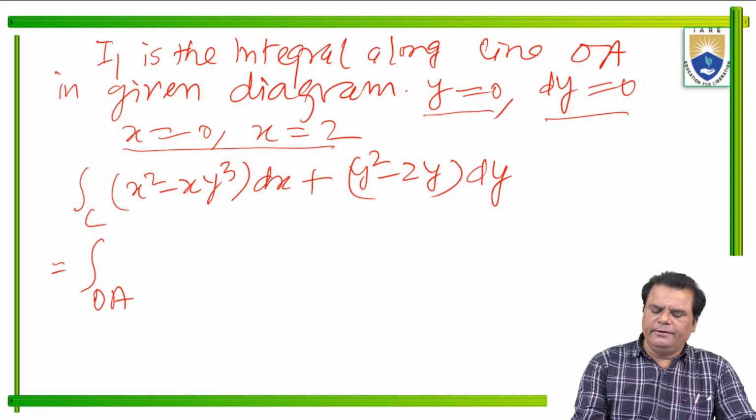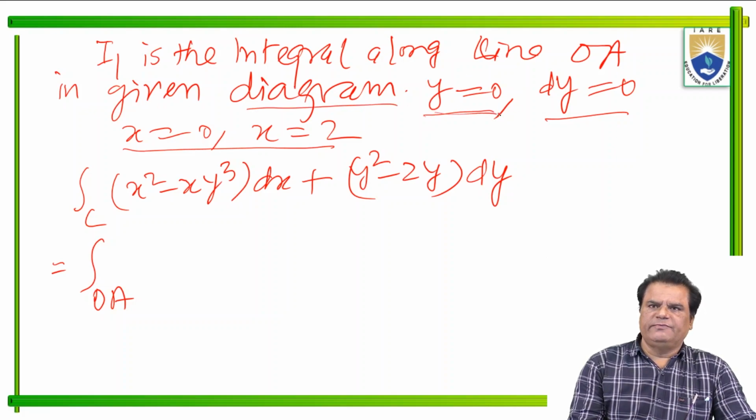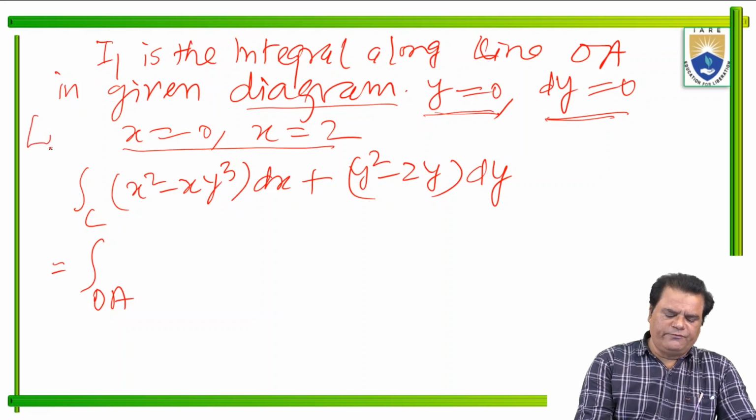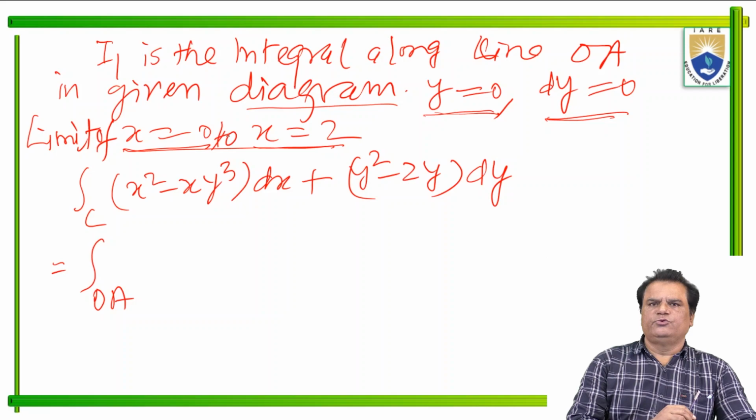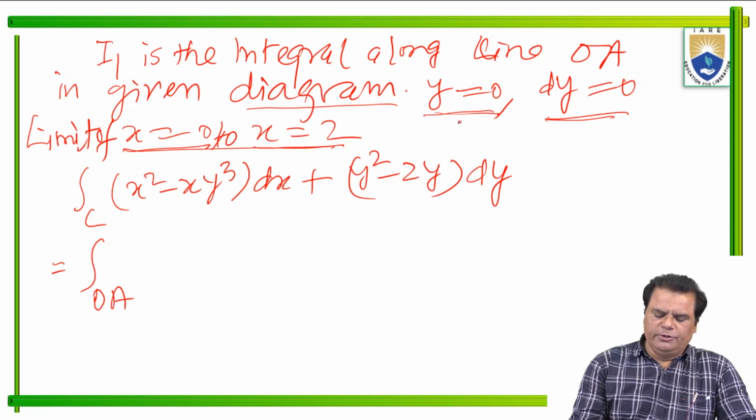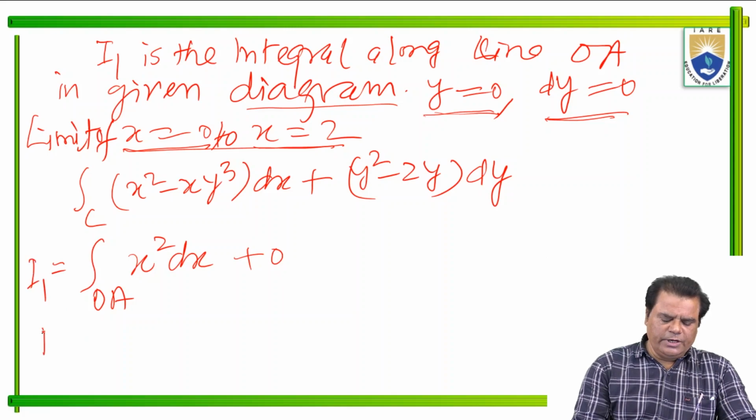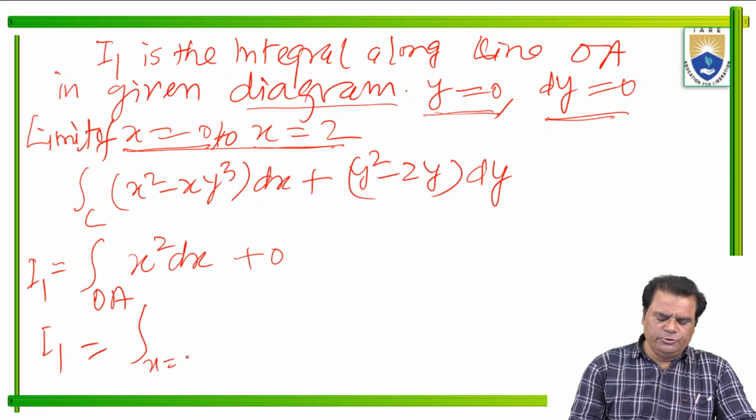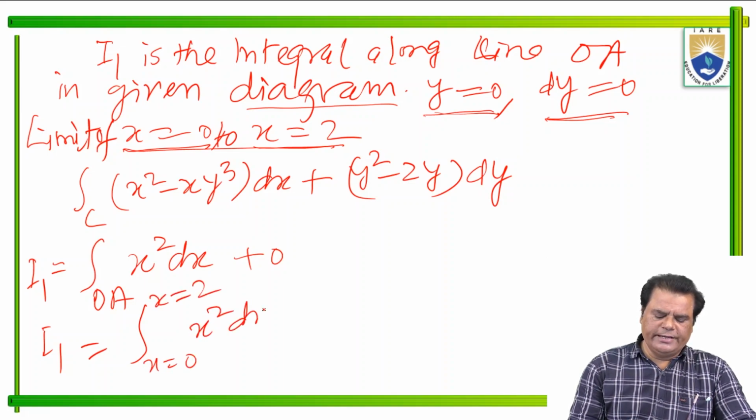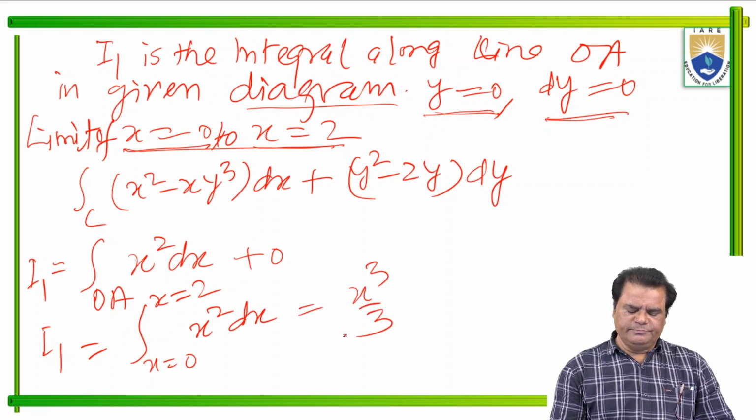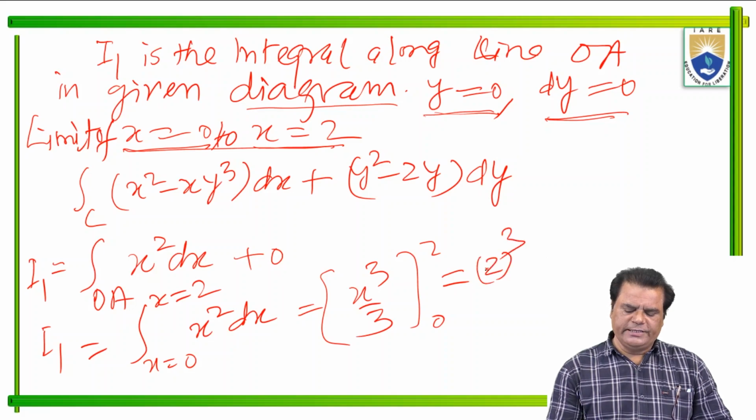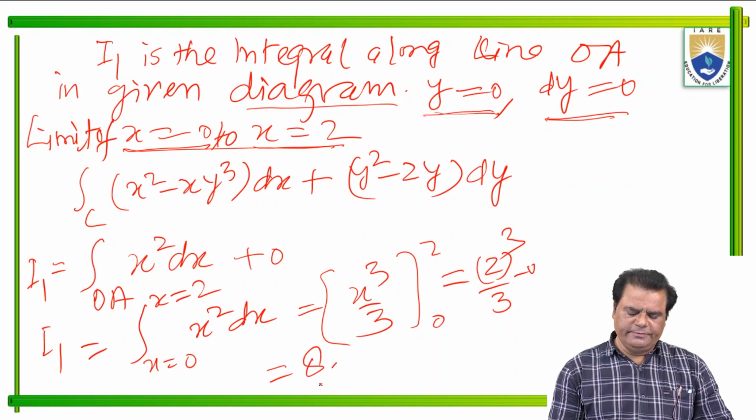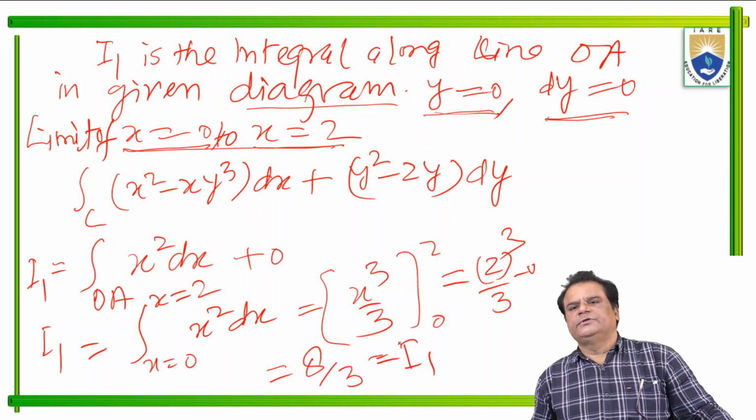I1 is the integral along line OA in the given diagram, where y is 0, so dy is 0. The limit of x is 0 to 2. So putting y equal to 0 and dy equal to 0, we get x square dx plus 0. So I1 equals the integral from x equal to 0 to x equal to 2 of x square dx. Integrating, this is x cube by 3, with limits 0 to 2. So this equals 2 cube by 3 minus 0, which is 8 by 3. This is the value of I1.